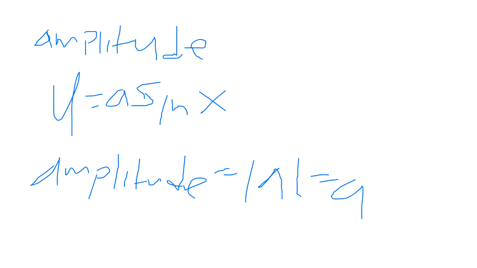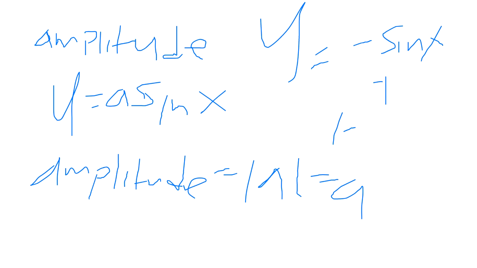So if I have y equals negative sine x, the number in front of the x is -1, but amplitude cannot be -1. The amplitude will always be the modulus of -1, which is going to be 1. So amplitude is always positive, and that's the first thing that I would like you to know.